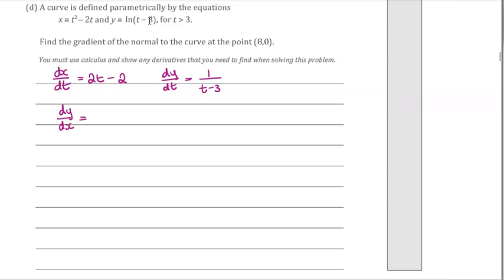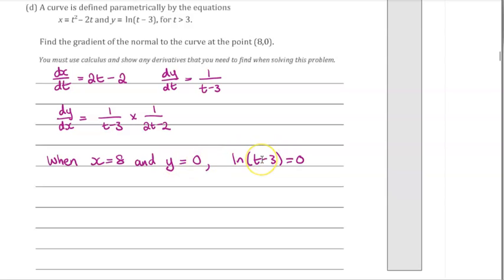Now to find dy by dx, we will do dy by dt multiplied by dt by dx. So that means take dy by dt, flip over dx by dt so that it makes dt by dx and times them together. Now we want x is 8 and y is 0 here, because what we're trying to do is find the gradient at this point here. So we need to work out when x is 8 and y is 0, what t would be. Either one of those can work to do this. I'm going to choose to use the y value just because it's equal to 0. It's probably going to be easier.